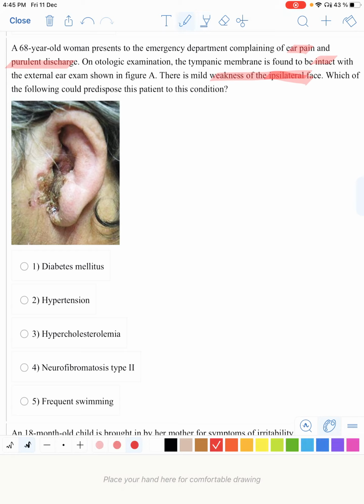So it is again a case of otitis externa, but this time you can see the purulent discharge that forms a crust, and the infection is not superficial, it also goes deeper. That causes the weakness or damage of the nerve. Okay, so we can say that it is a condition where the bacteria is highly virulent. So number one, the bacterial virulence is high, and number two, the patient is immune compromised.